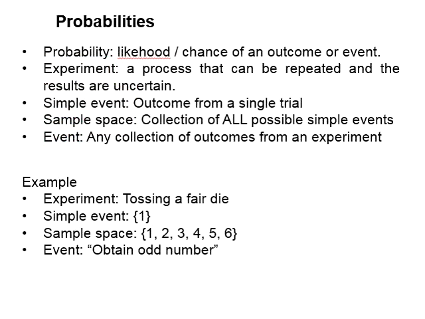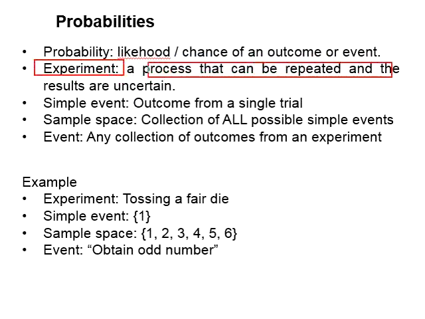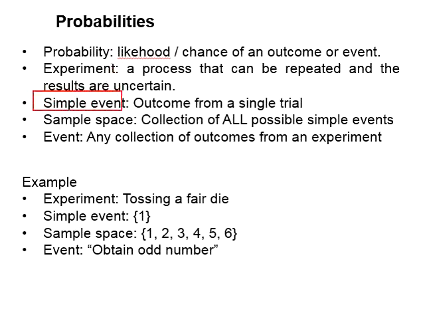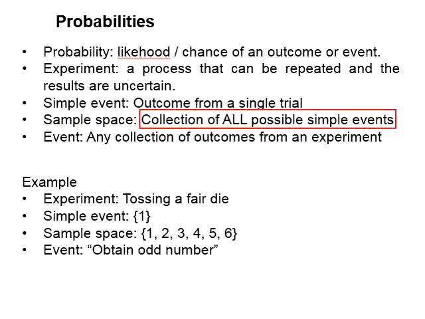In probability, the experiment represents a process that can be repeated and the results are uncertain. The simple event represents the outcome from a single trial, and the sample space represents the collection of all possible simple events. And lastly, the event represents any collection of the outcomes from an experiment.